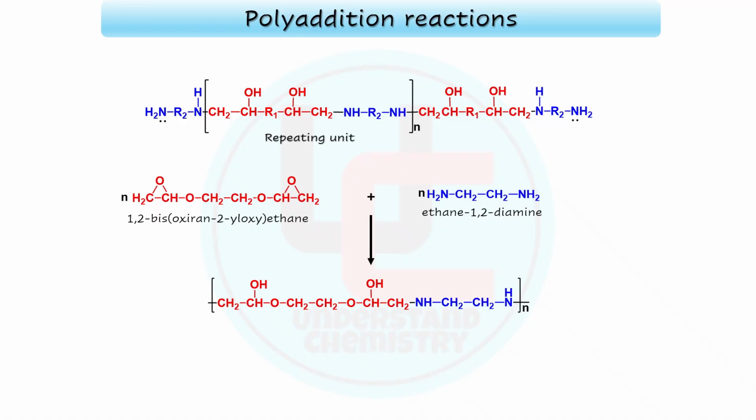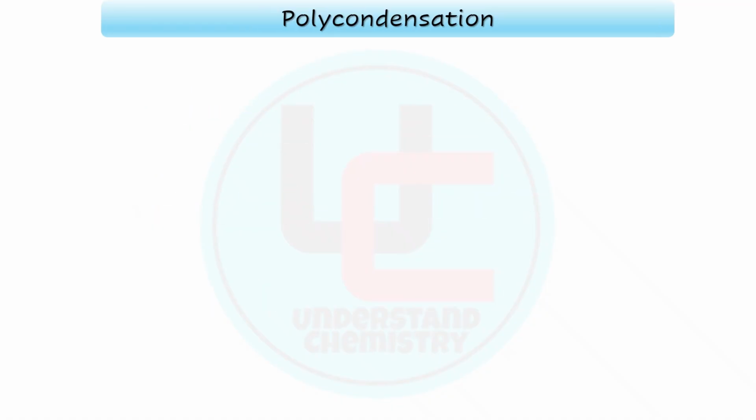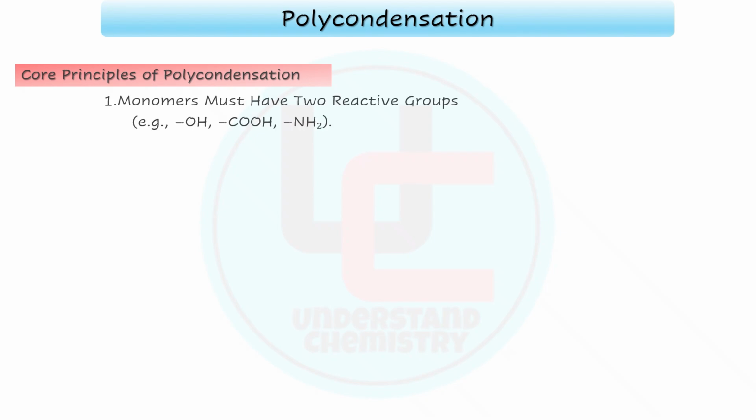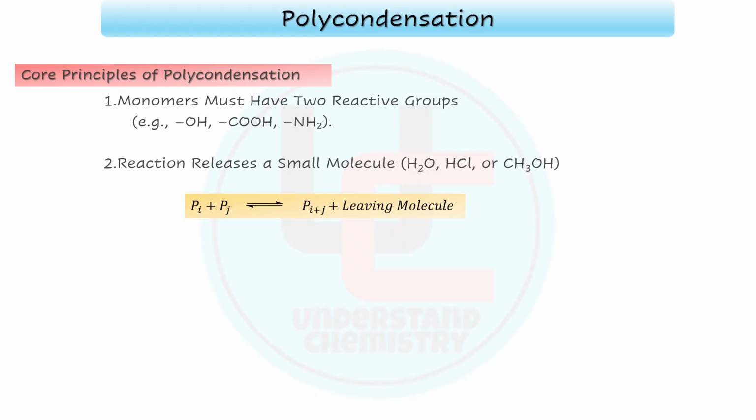Let us proceed to the second type of step growth polymerization, the polycondensation reactions. Polycondensation is a step growth polymerization. Here are the core principles of polycondensation reaction. The first one is that the monomer must have at least two reactive groups such as hydroxyl, carboxylic acid, or amine groups. The second one is the release of small molecules such as water, HCl, or methanol.